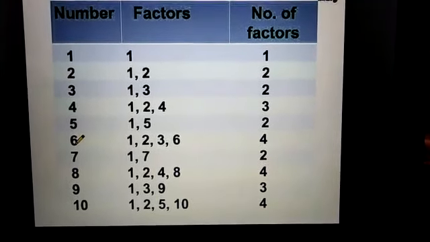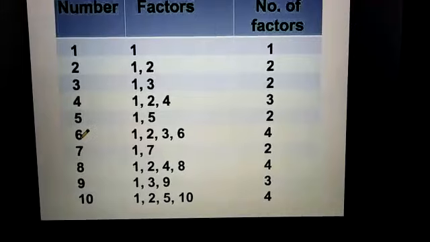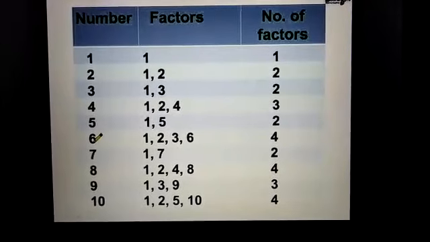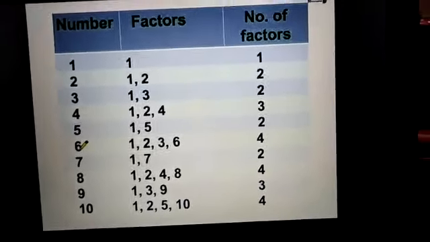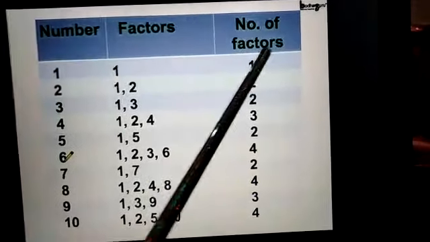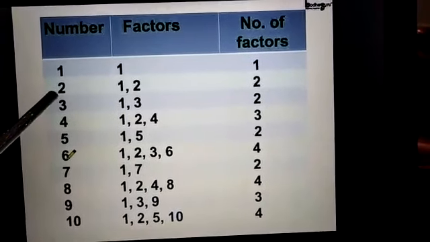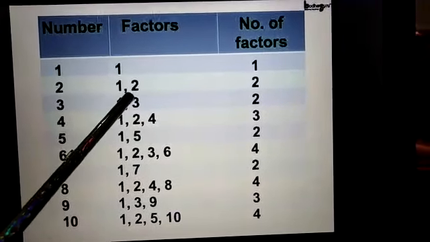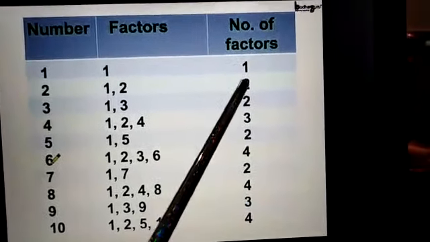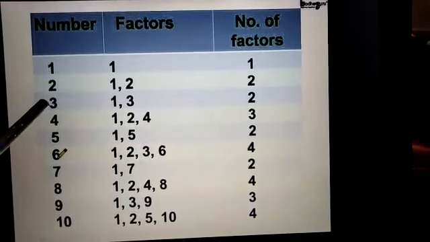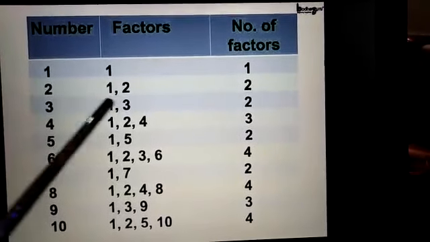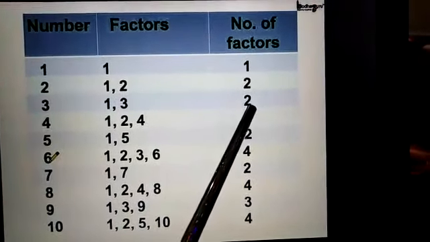So here are some numbers from 1 to 10, and the factors of these numbers are given. 1 has only one factor, meaning 1 is only divisible by 1, so the number of factors is only 1. Then 2 is divisible by 1 and 2. So how many factors are there? 1 and 2, so the number of factors is 2. Okay, then 3 is also divisible by two numbers, 1 and 3. 1 3s are 3 and 3 1s are 3. So the number of factors is 2.